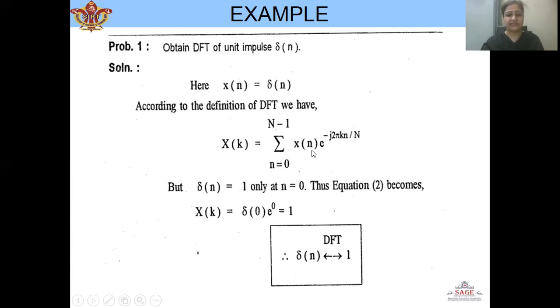So we will take n equal to 0. So delta[0], e to the power 0. e to the power 0 is 1. Delta[0] is also 1. So the DFT of delta[n] is 1. Here we can observe that the DTFT and DFT of delta[n] are always 1. Whatever transform we take of the unit impulse function, it is always unity.